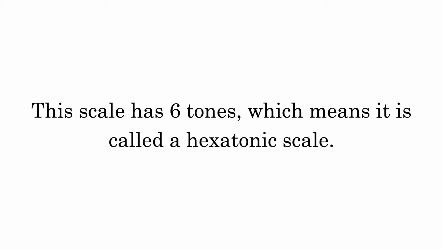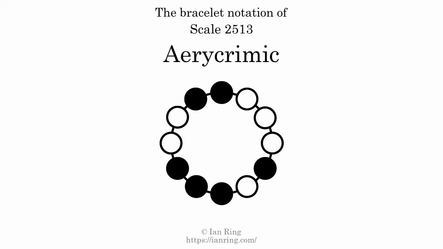This scale has 6 tones, which means it is called a hexatonic scale. This is a bracelet notation diagram of scale 2513. The shaded circles represent tones that appear in the scale, and they are read clockwise, starting at the top.